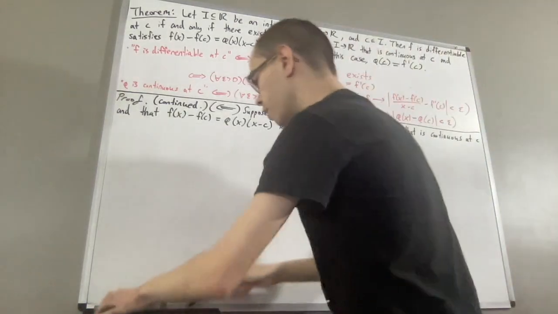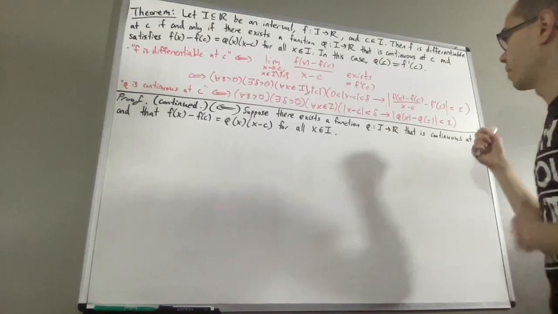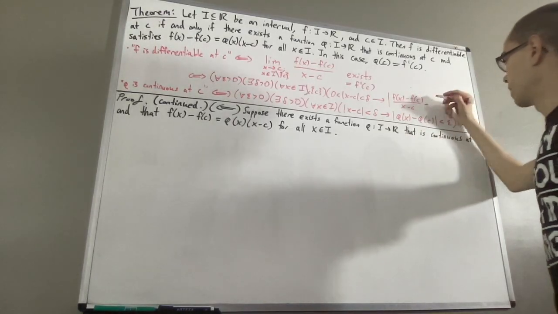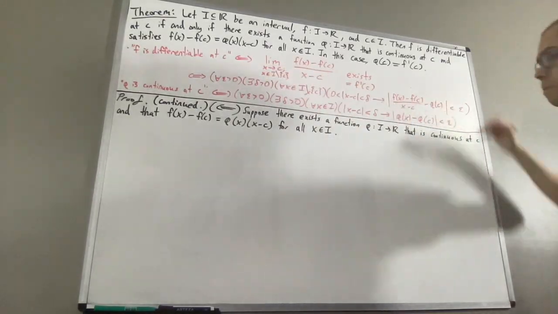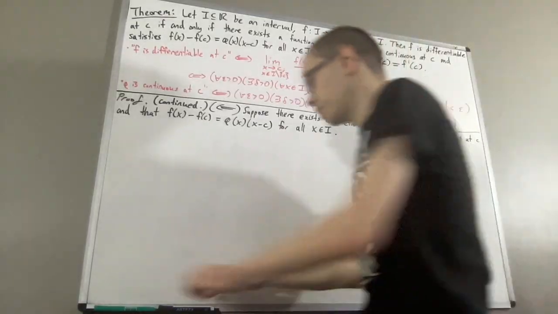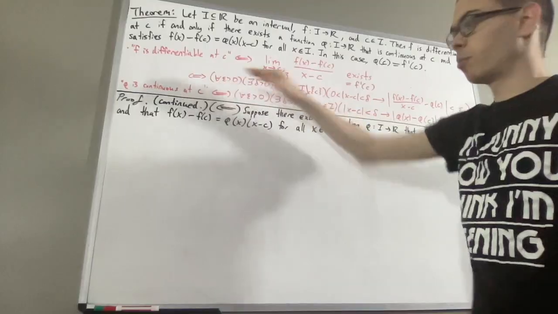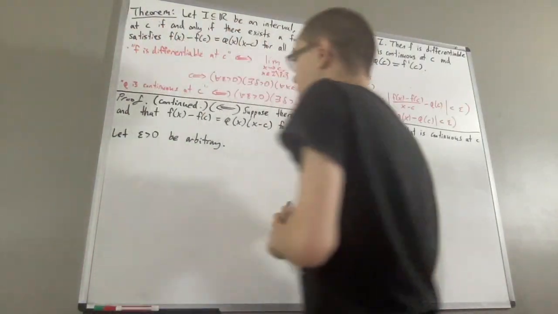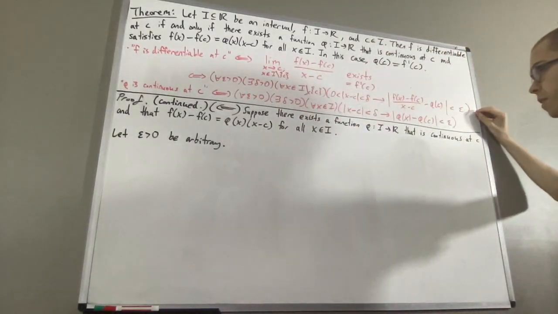So to prove that this limit is equal to phi of c, that means we want to prove this statement, but replacing f prime of c with phi of c. So this is the statement we want to prove. Since we're trying to prove a statement about every epsilon greater than 0, let's give ourselves an arbitrary epsilon greater than 0. From here, we want to find a delta greater than 0 such that this is true.